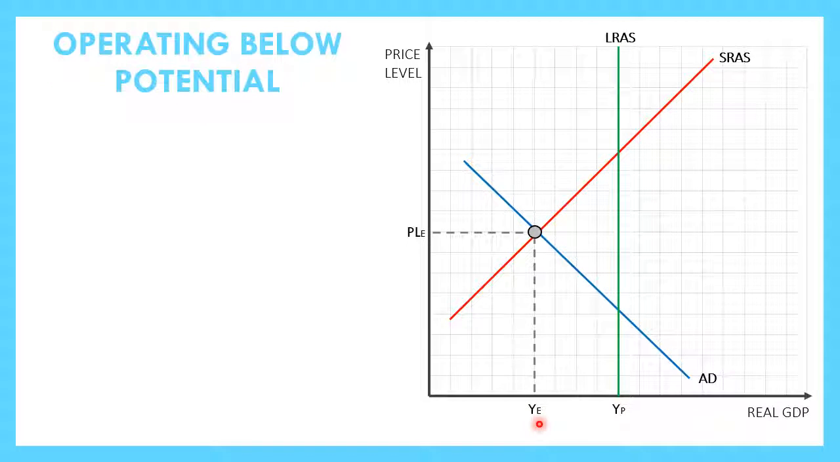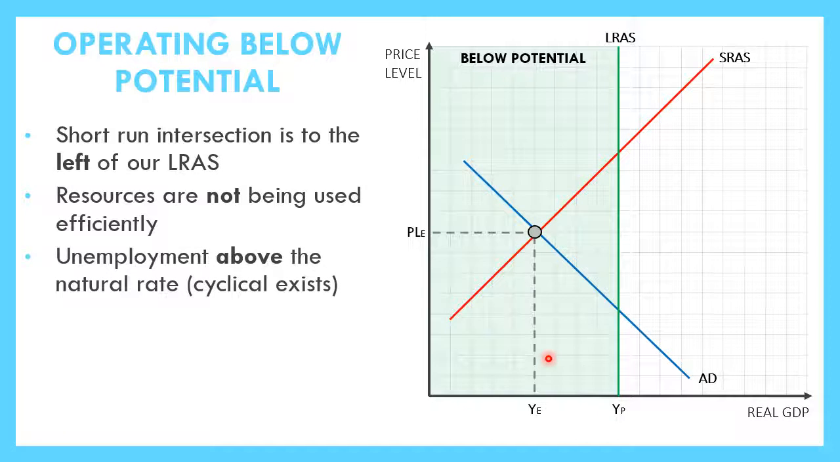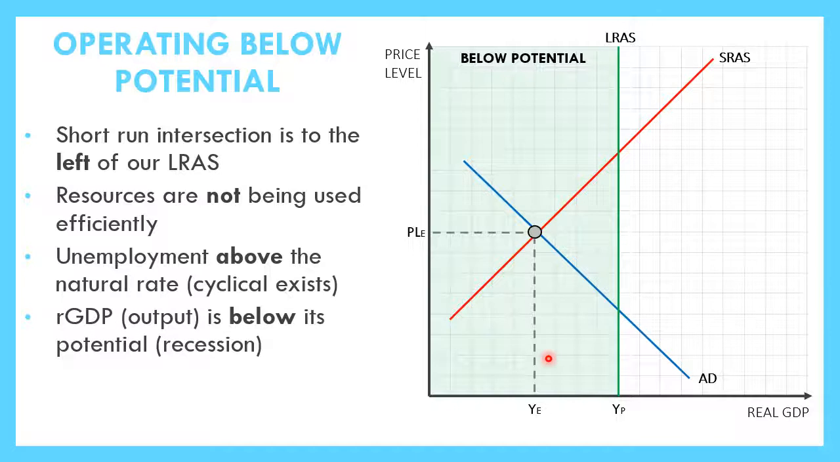If you notice, YE is below our potential. Our potential is out here at YP, but YE is where we currently are. And so anywhere where those two curves intersect over here to the left of our green curve represents us being below our potential. Any intersection to the left, we're operating below our potential, meaning our resources aren't being used efficiently. Our unemployment rate would be above our natural rate, so it would be above that 4 to 5%, meaning that cyclical unemployment does exist. But more importantly, our real GDP is actually below its potential, meaning that we're in a recession.